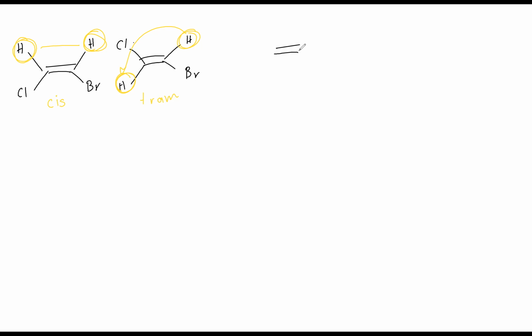However, if you have all different groups, for example, if instead of a hydrogen there you had a fluorine, bromine, chlorine, and H, now you cannot do cis and trans, and instead you have to do E or Z. The way to do this is you cut this double bond in half, and you take each half one at a time. The first thing you're going to do is compare the priorities of each group on one side of the double bond.